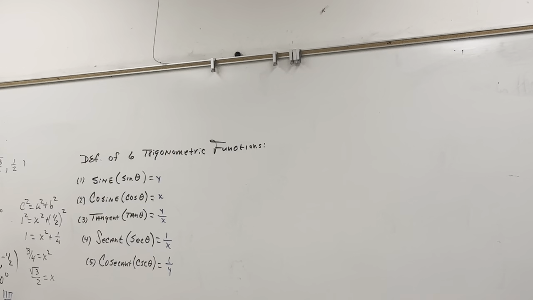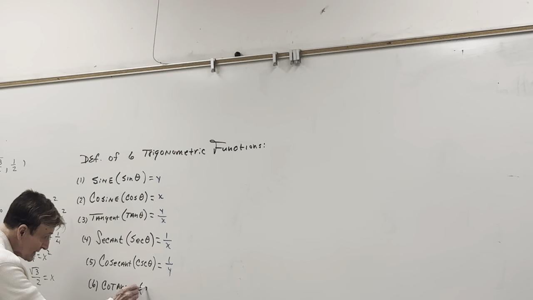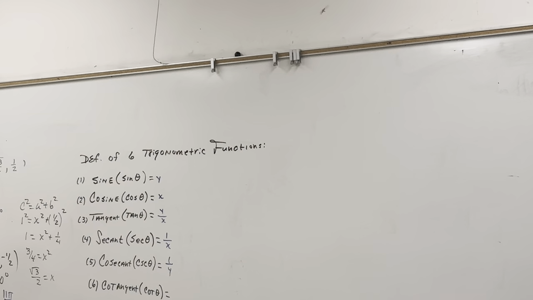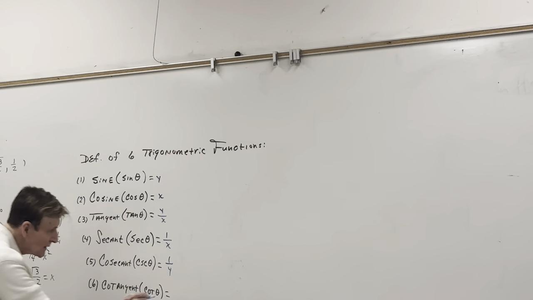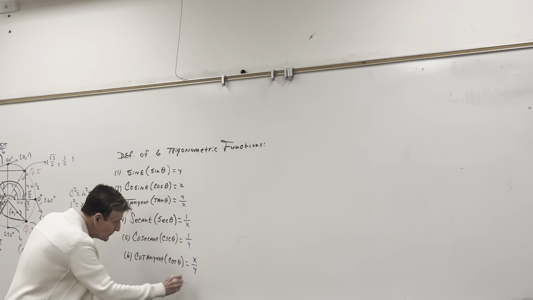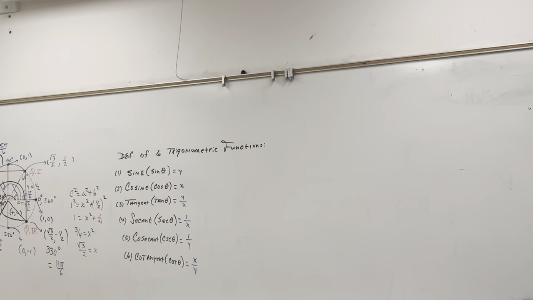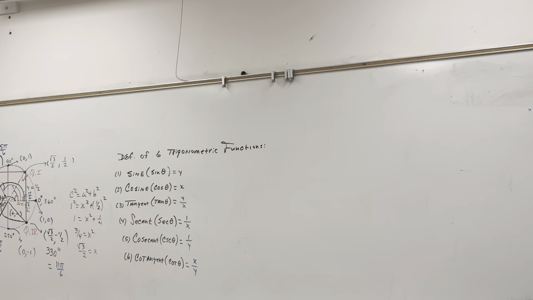One more remaining, number 6. Cotangent. Spelled this way. Abbreviated C-O-T of theta. Definition? X over Y. Whoa! You say, Professor, I like those definitions. The blue? Oh, those are the briefest definitions I've ever seen in my life. Those are brief. I haven't used them yet, but those are the definitions.